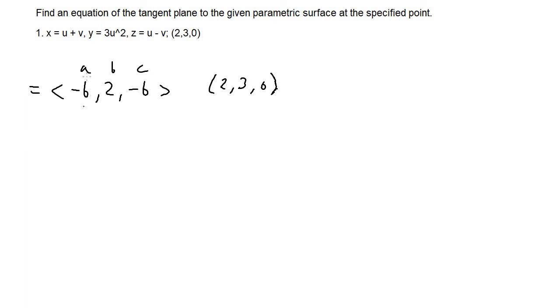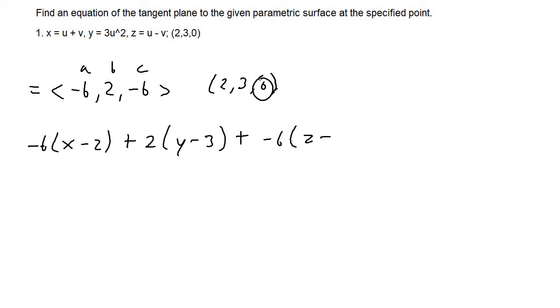So the equation is going to be a, which is negative 6, times x minus the x value of the point, so 2, plus the b value, which is 2, times y minus the y coordinate of the point, which is 3, and then plus c, which is negative 6, times z minus the z coordinate, which is 0. And that will equal 0. So now we can go ahead and solve.